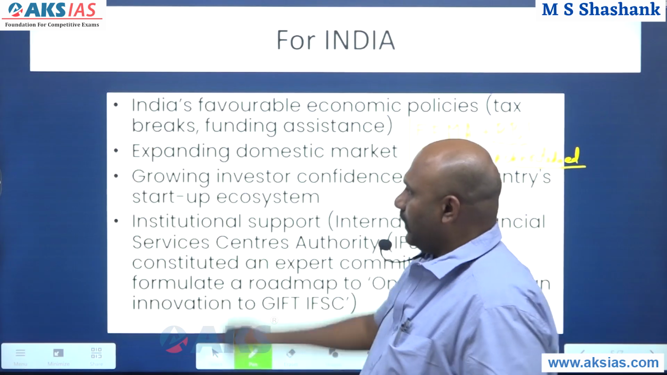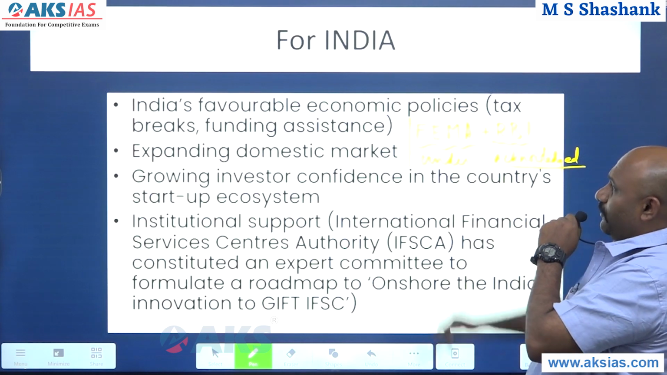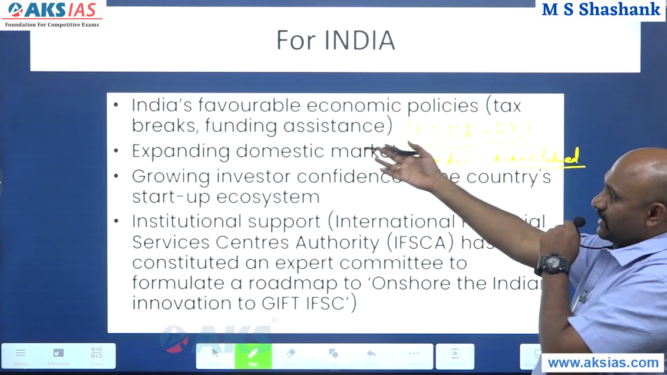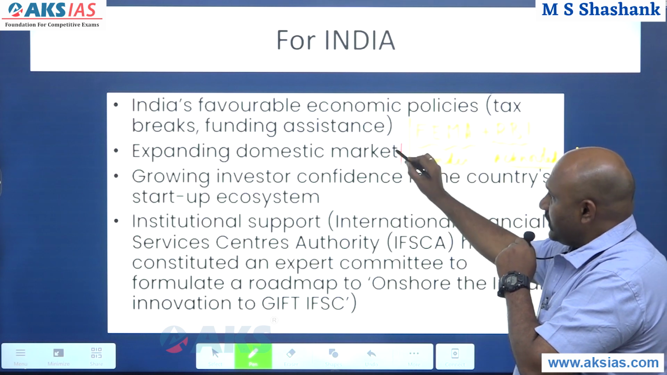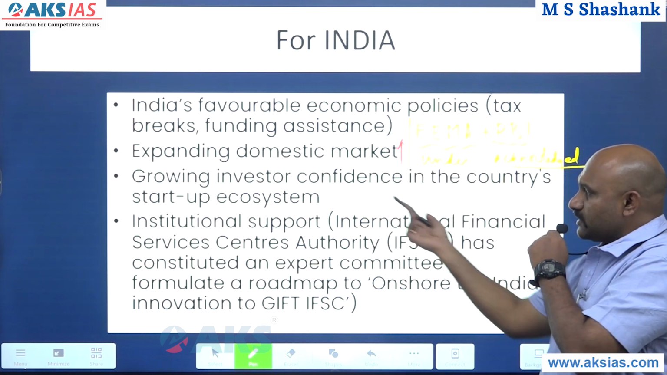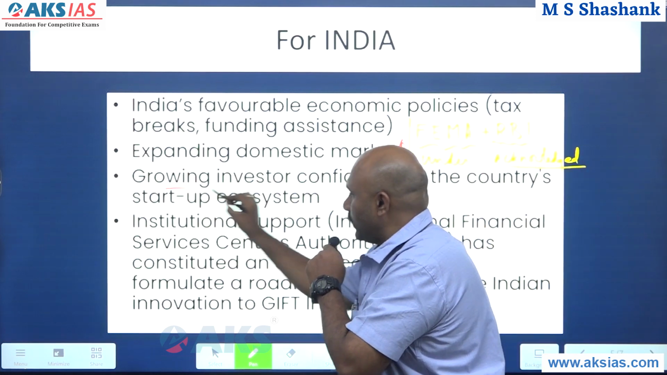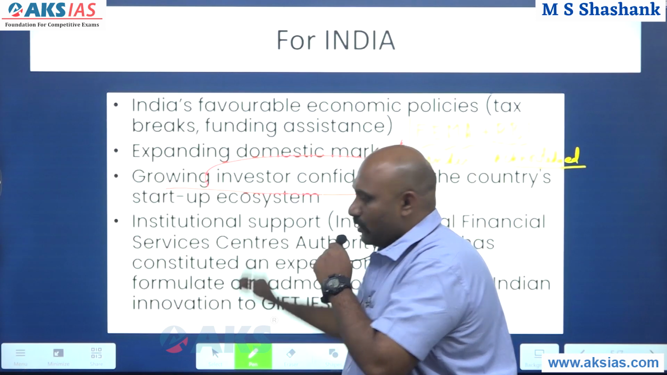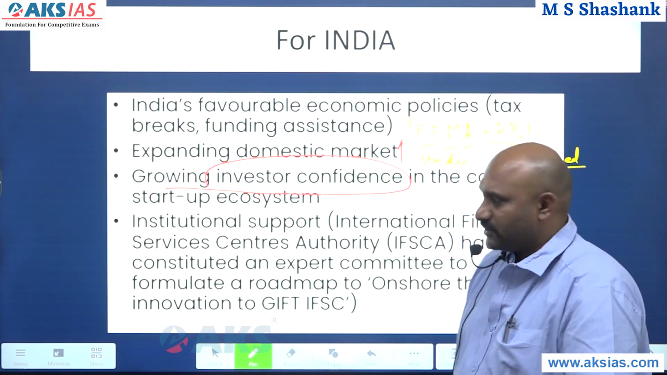How is it useful to India? It's favorable because of economic policies: we have tax breaks, funding assistance. The domestic market will increase like crazy. Growing investor confidence in the country's startup ecosystem, this is very important. Once the market booms, a lot of business happens. It's always good for a businessman.